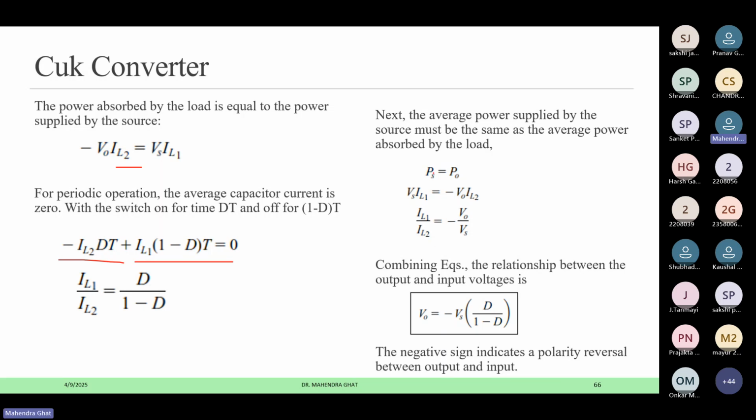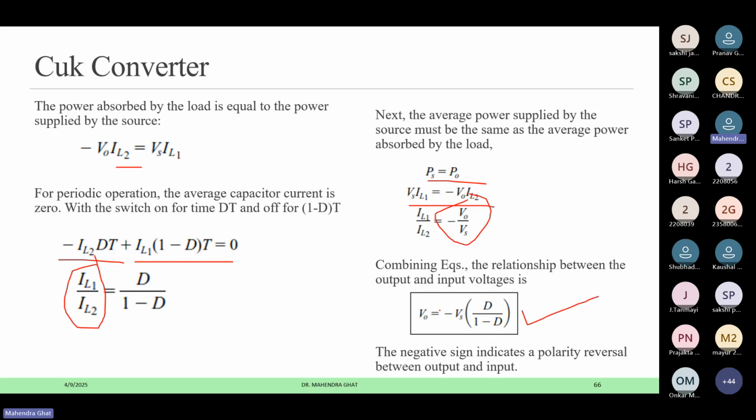Okay. Now again considering PS is equal to PO, VS IL1 minus VO IL2 and IL1 by IL2. This equation, if I consider, will give us minus VO by VS. So this term I can replace by minus VO by VS. If I replace it and put it in this equation, I will get the output voltage VO equal to minus VS into D divided by 1 minus D, which is the same as the buck boost converter.